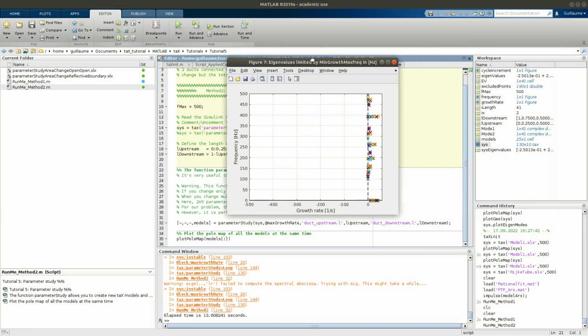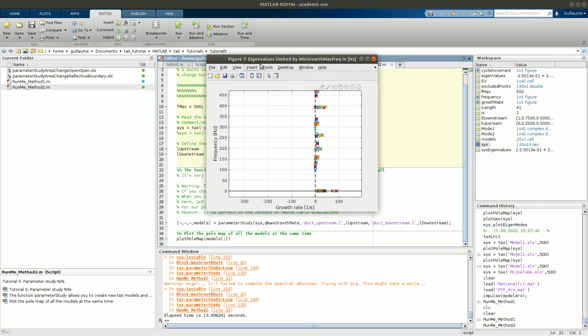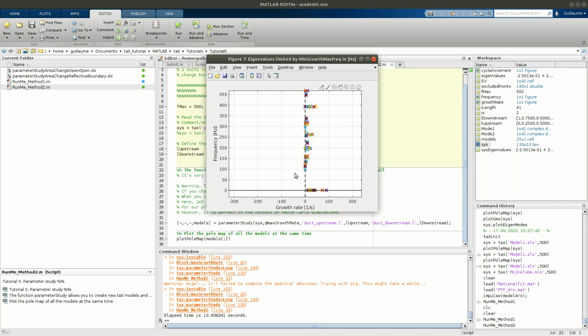Here is the example. We plot the parameter map for all possible combinations, and since we have all the TX models and not one that is updated, we can plot all the eigenfrequencies directly in one command line with the plot pole map function. Here again, we can see directly that we have many modes that are unstable, which is unphysical. So recall what we just saw, and be careful with your modeling assumptions.